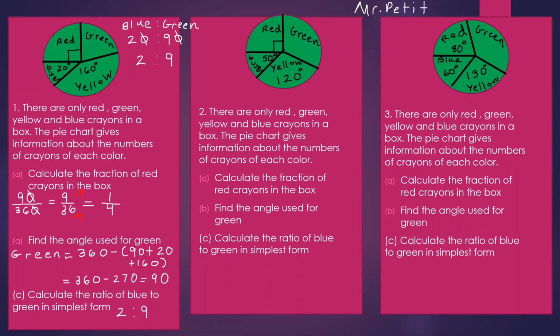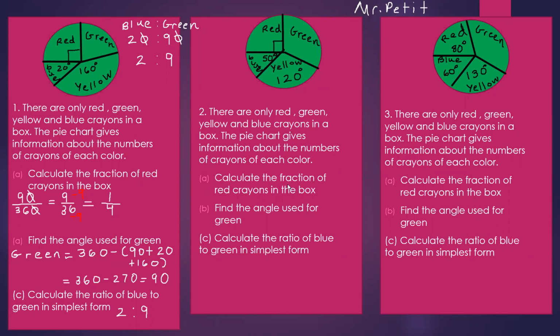So what you have to do is subtract from 360 all the numbers in the circle added together. So you would add 90, 20, and 160, and that would give you 270. So you take away 270 from 360, and that gives you 90. Okay.